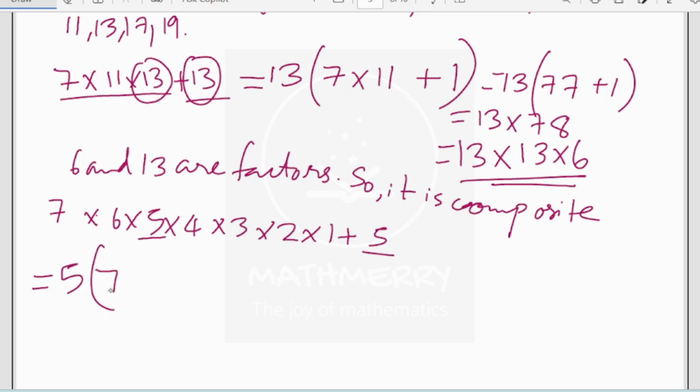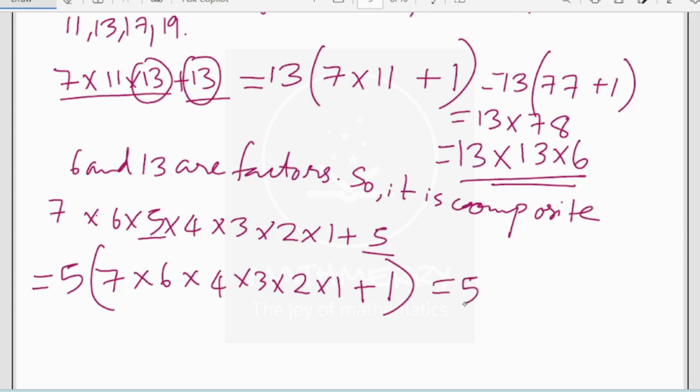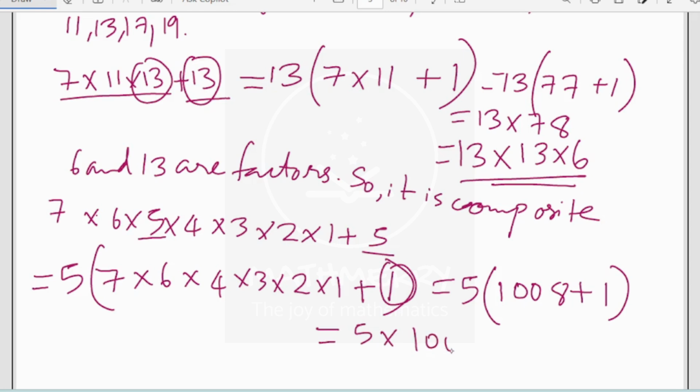Now in the first one we have 7 into 6 into 4 into 3 into 2 into 1 plus, in the second factor we only have 1 as the factor. So here we have to multiply all these. So this will be like 5 into, when you multiply all these, 7 into 6 is 42, 42 into 4, like that, if you do, you will get 1008. Now on the second term we have 1, so plus 1. So this is 5 into 1009.